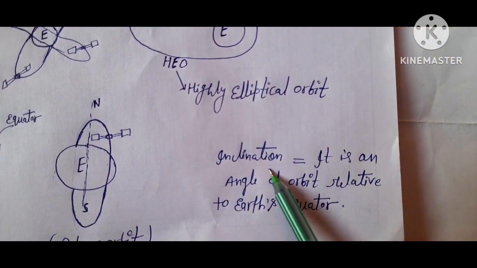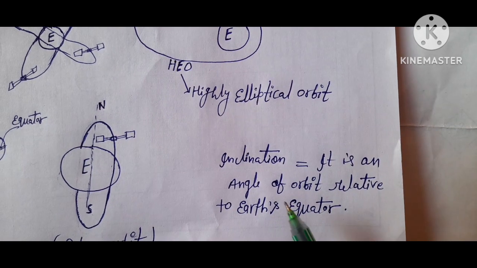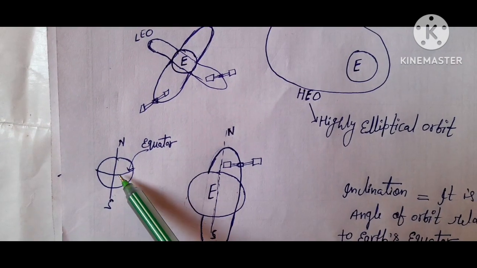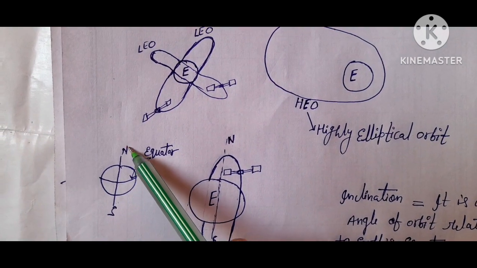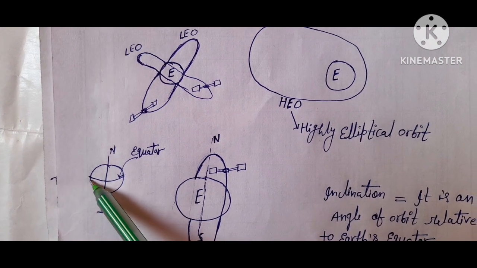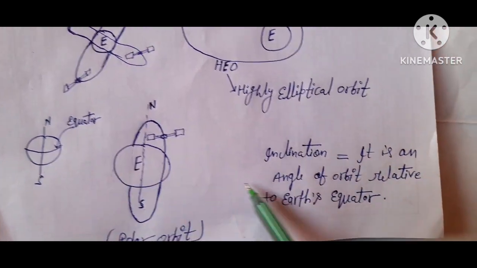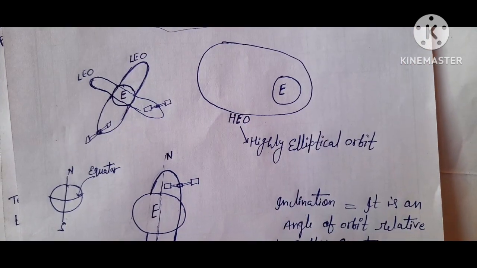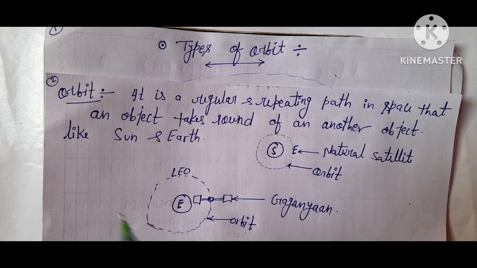So what is inclination? It is the angle of an orbit relative to the Earth's equator. You see friends, this is the equator and this is the North Pole and South Pole. Relative to the equator, if there is any angle, then it is known as inclination. I am putting here some definitions.